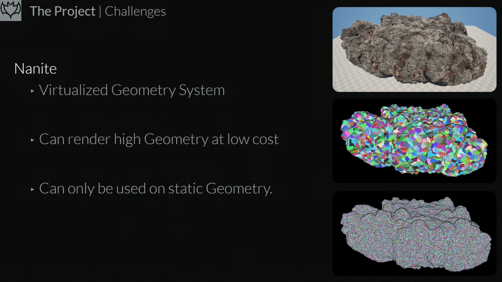This can be extremely useful because when you have a very detailed mesh like that one in the top right, which is 2.5 million triangles, you can actually render hundreds of these in a scene at a small cost. However, notably, as of Unreal 5.4, this is only for static geometry and cannot be used on skeletal meshes, so characters.